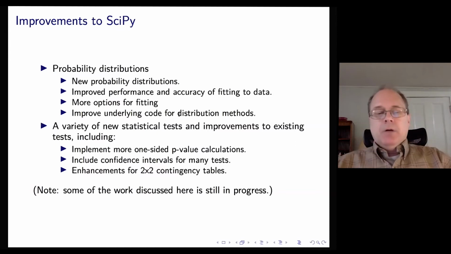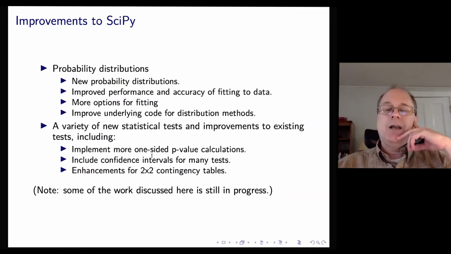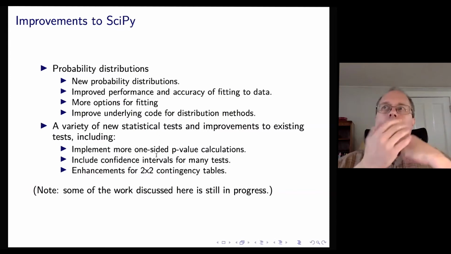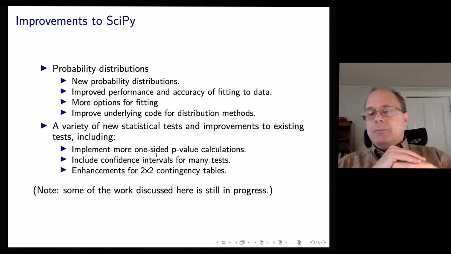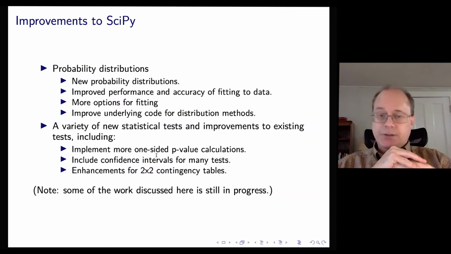We've also added a variety of new statistical tests, and we're improving some of the existing tests. One of the things you see right away if you're using SciPy, at least in SciPy up to 1.5, is that there's no ability to compute one-sided p-values, and there's no ability to compute confidence intervals. Maybe at one spot we can do a confidence interval for a statistic. So we're adding that. We've also enhanced some of the contingency table analysis tools.